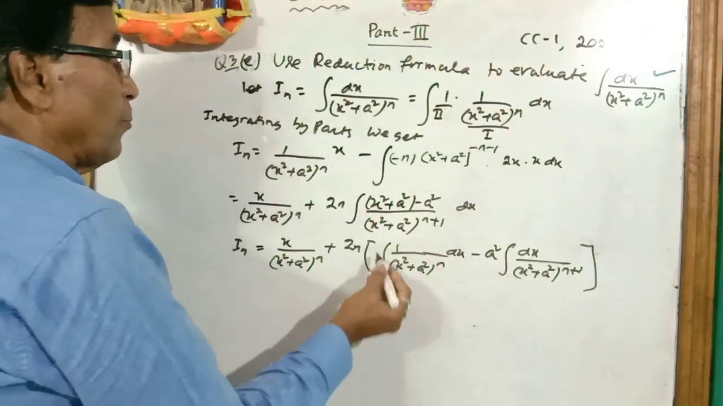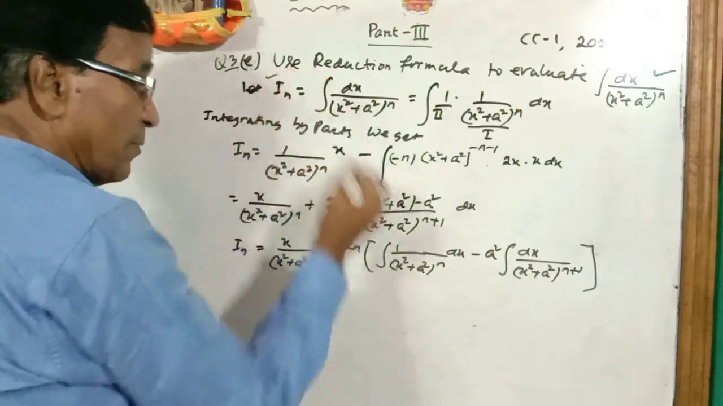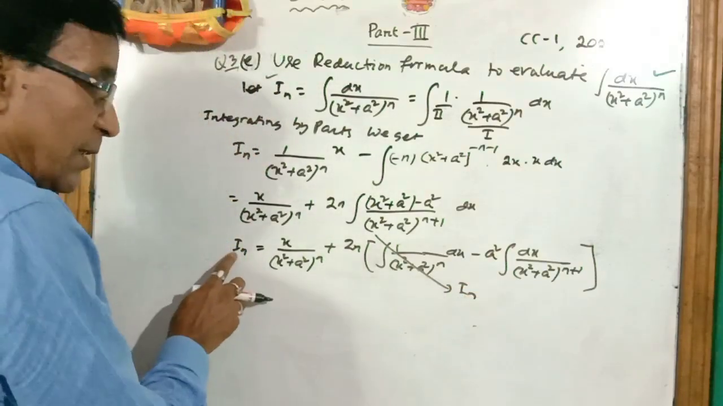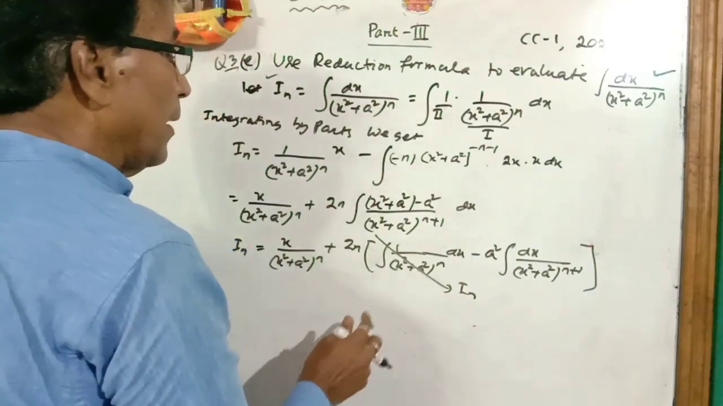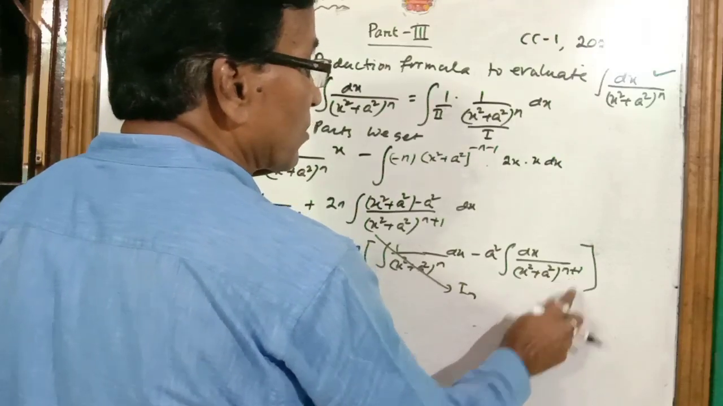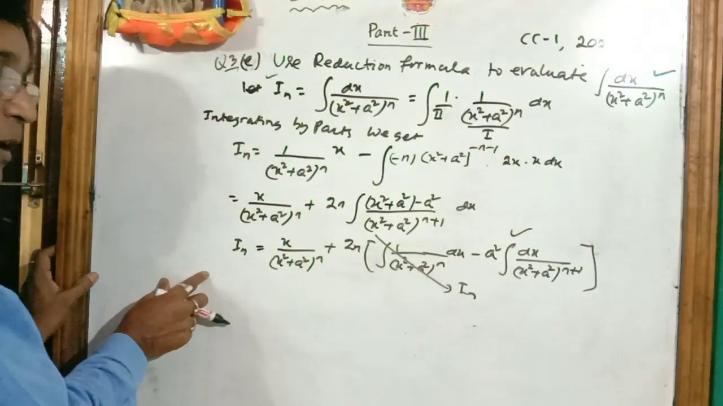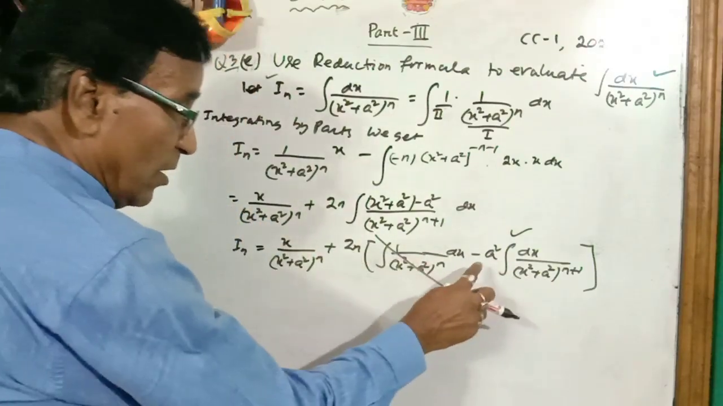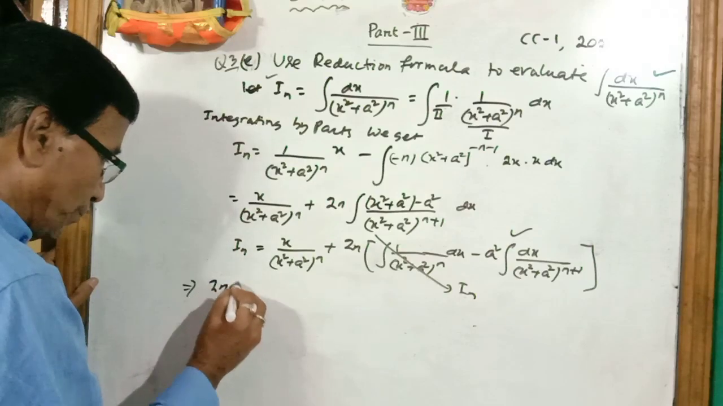So here you see that we have taken the integration of 1 by this with respect to x, that is our I subscript n. So I subscript n is equal to this plus 2n I subscript n minus a square this divided by (x square plus a square) whole to the power n plus 1. Now we will take this term to this side. So taking this term to this side, it is equal to minus 2n a square. Taking this side, it will be plus 2n a square.